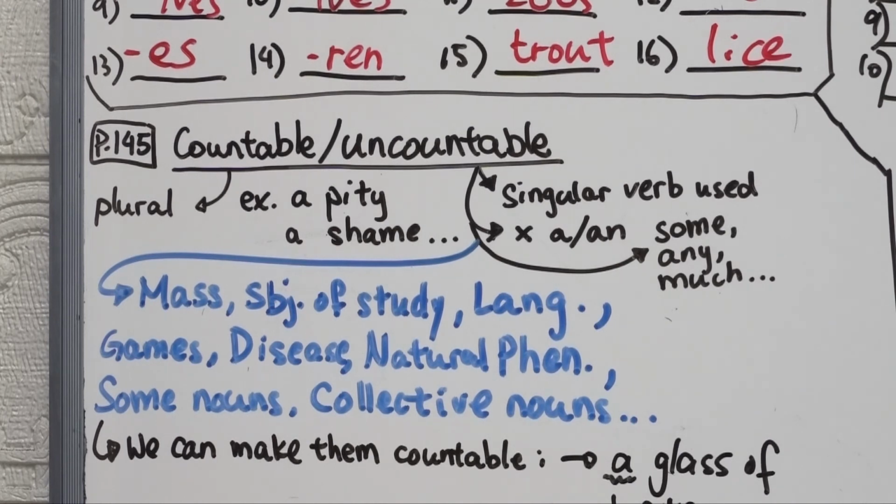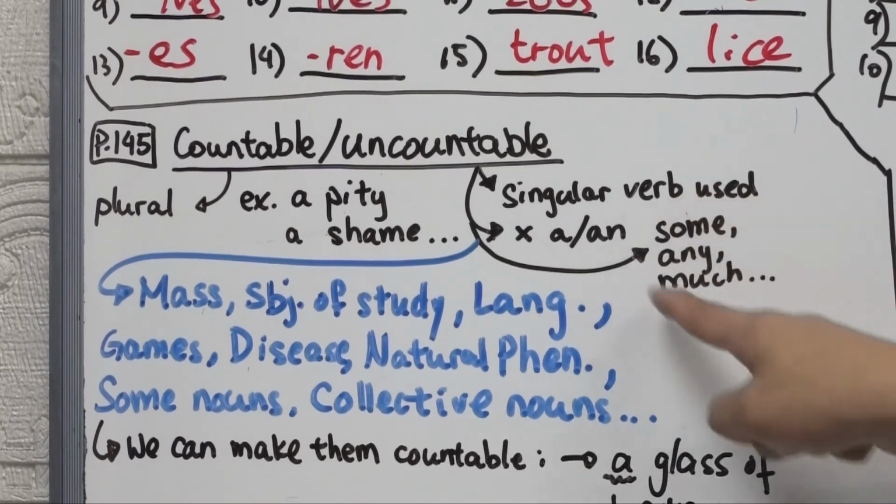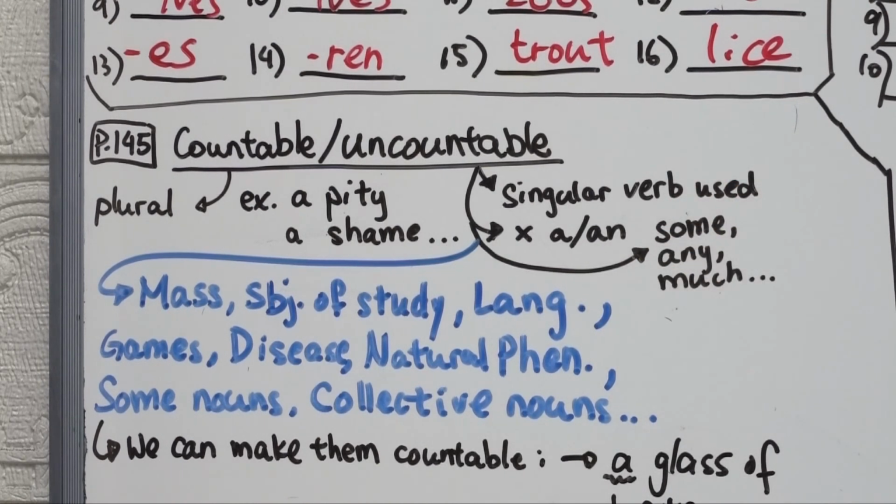As I said, most countable nouns are plural, and most uncountable are singular. They also come with singular verbs, okay? So verbs, actions, usually with singular verbs. For example, was, is, or a or an. So singular, always singular. And then if you want to have questions, you can say some. Can I have some? Is there any? How much is this?